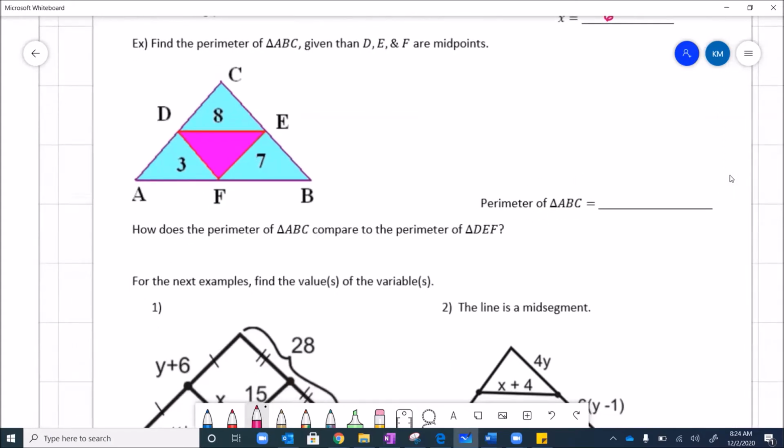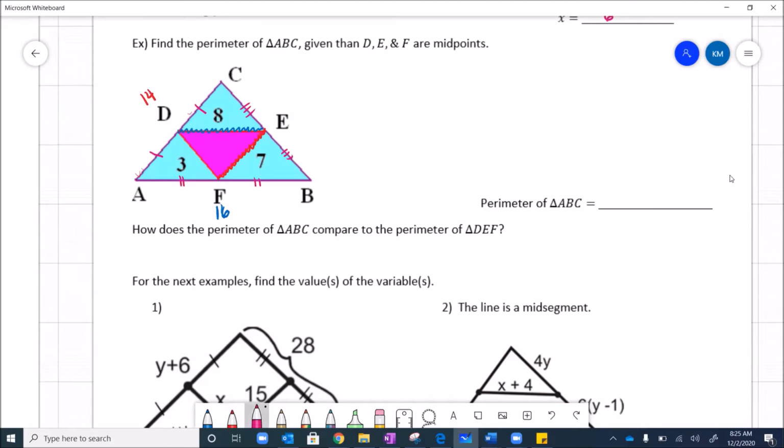All right, it says find the perimeter of ABC given that D, E, and F are midpoints. This is a midpoint. This is a midpoint. This is a midpoint. All right, so all these are midpoints, meaning all of these are mid-segments. Okay, so this is how we can think about this. 8 is a mid-segment. DE must be half of AB. So if DE is 8, AB then must be 16. Okay, 7 is a mid-segment. It is going to be parallel to its third side, the side it doesn't intersect. So that's this side here. That means this side must be then 14.